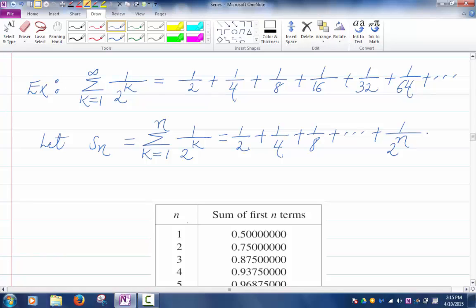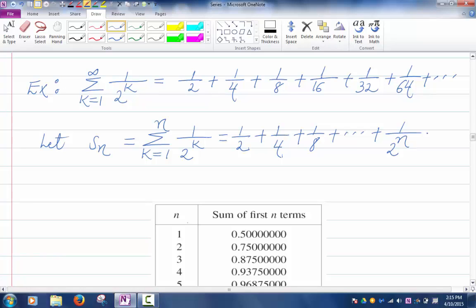Well, I look at the nth partial sum, Sn. So what is the nth partial sum, Sn? It is half plus 1/4 plus 1/8 plus dot dot dot plus 1 divided by 2 to the n. That's the last term of the partial sum.